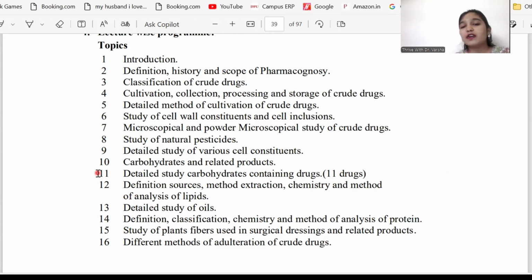Then different modes of adulteration of crude drugs. They can ask you just one type of adulteration, or just enlist the types of adulteration for 2 marks, as well as for 10 marks. A huge question.